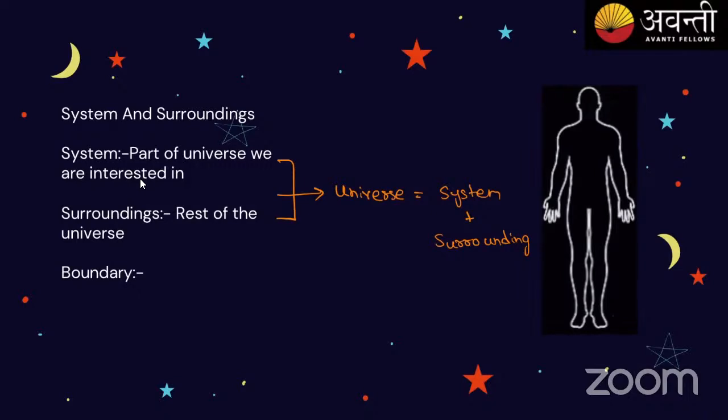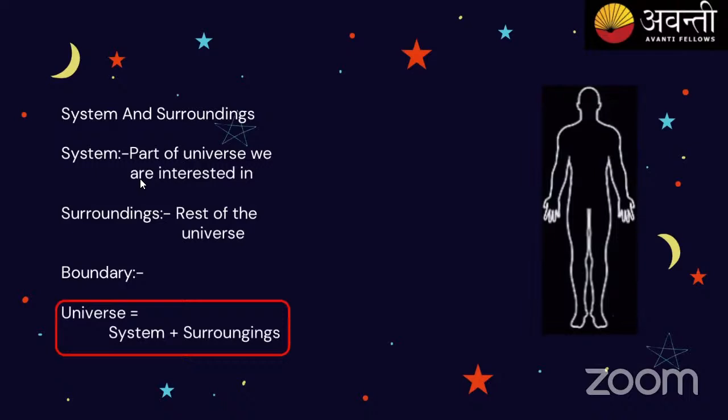The next thing is the boundary. What is the boundary? Nothing but the differentiating layer between the system and surroundings. Try to note these. One thing is system, the part of the universe we are interested in, and the next thing is the rest of the universe, which is nothing but our surroundings. Boundary is nothing but the layer differentiating between the system and surroundings. What is the universe? System plus surroundings is nothing but our universe.